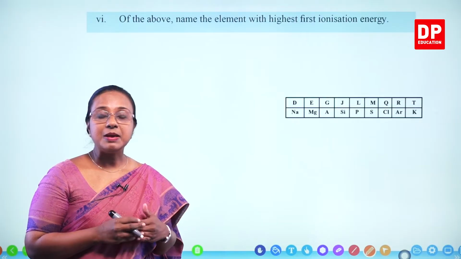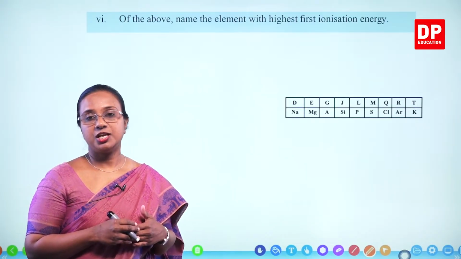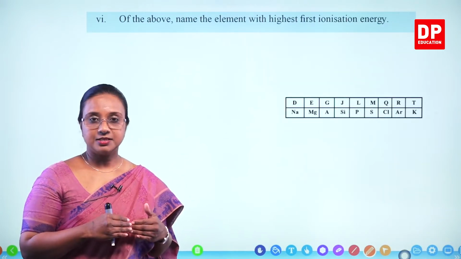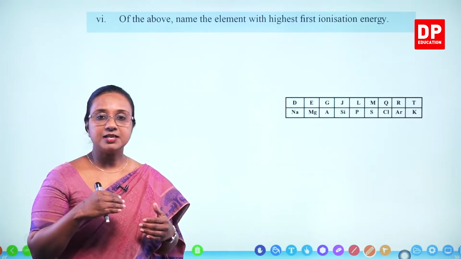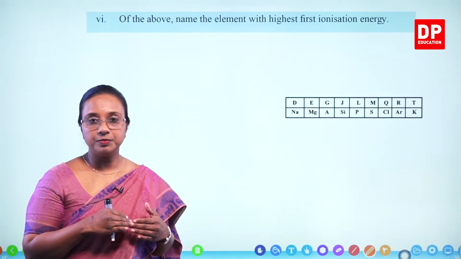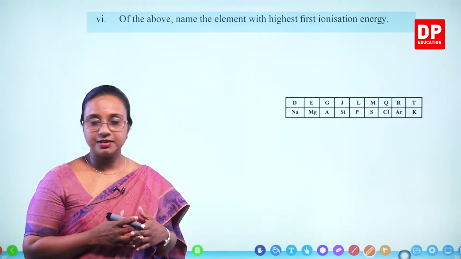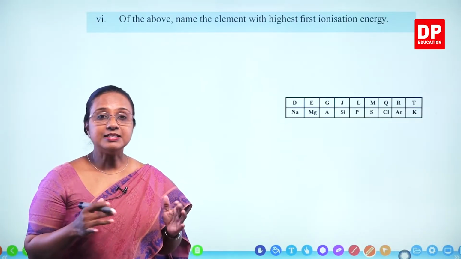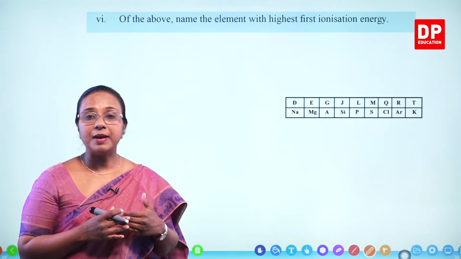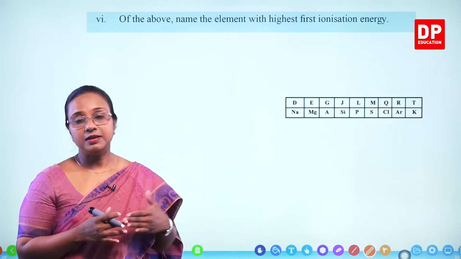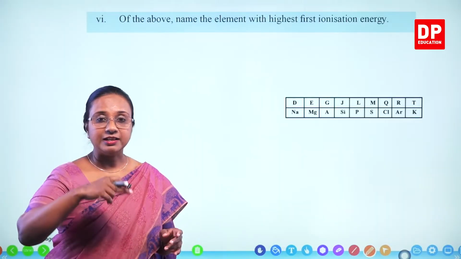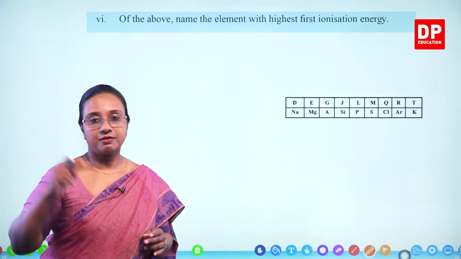Can you remember the first ionization energy graph? Try to recollect it. The first ionization energy decreases down the group because the size increases. At the same time, it increases according to a pattern along the period from left to right. So you get a zigzag graph.